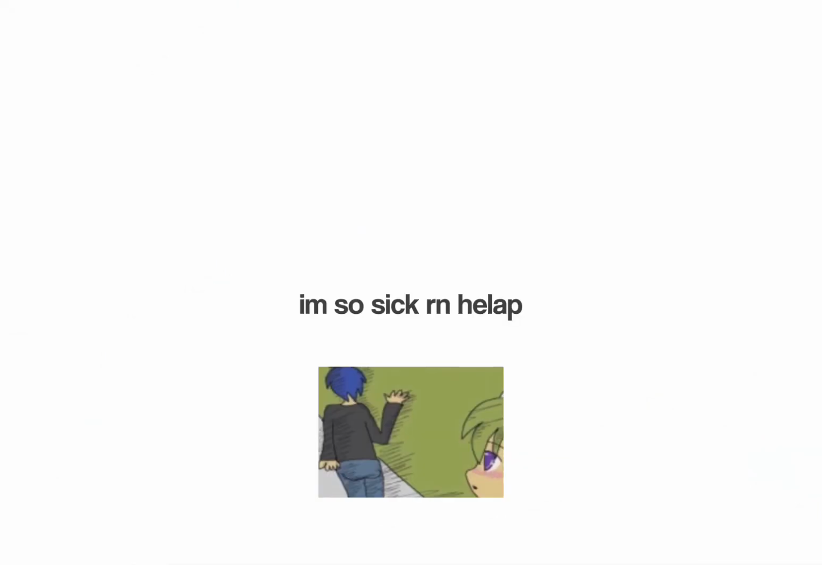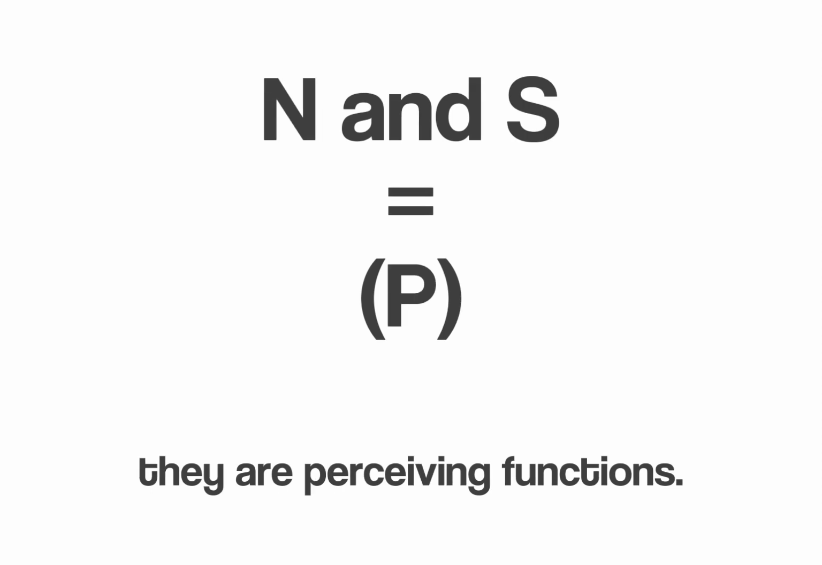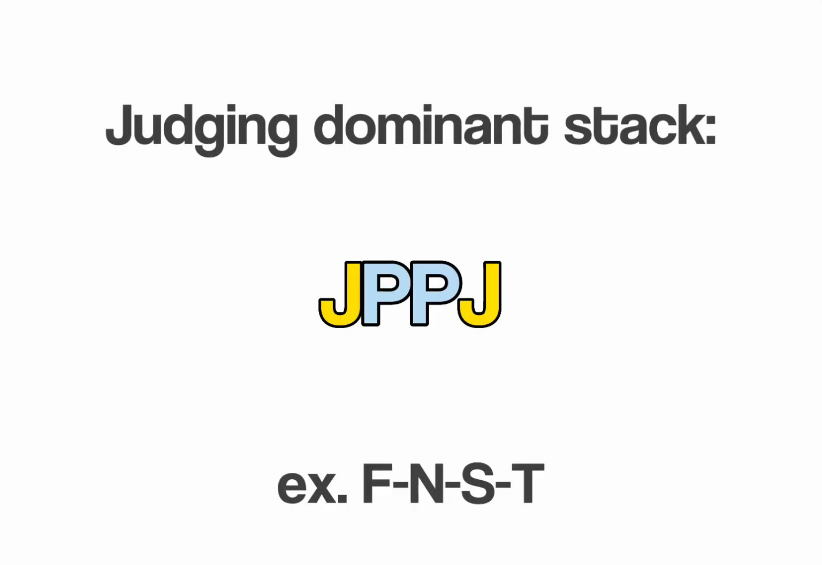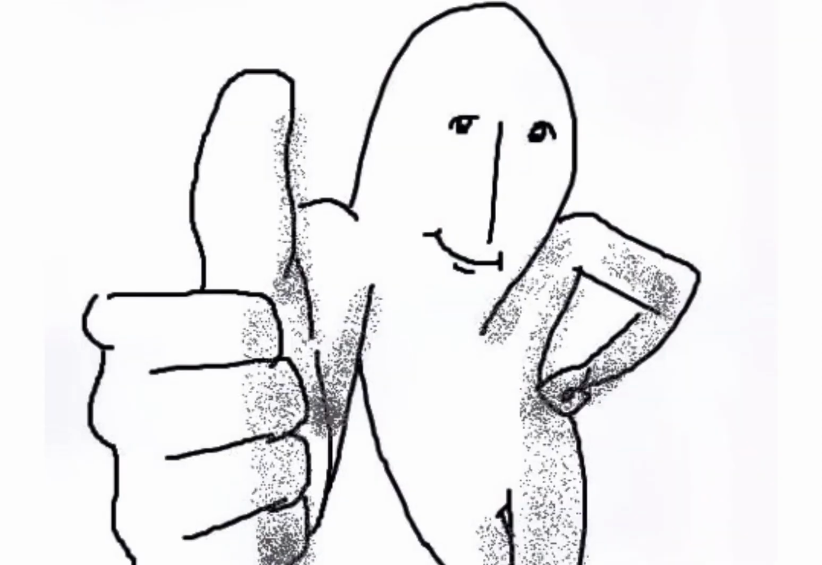Let's see the cognitive function stacks. As I said before, everyone has 4 separate functions. However, an MBTI type can either be a perceiving or judging dominant. We'll categorize these functions to see if they go into judging or perceiving. We'll refer to F and T as J because they are judging functions, and we'll refer to N and S as P because they are both perceiving functions. This is a judging dominant stack, JPPJ. And this is a perceiving dominant stack, PJJP. These are the correct orders for the stacks to go in.